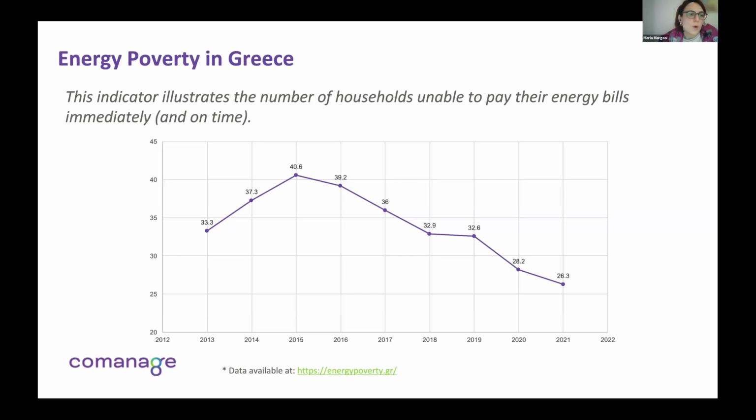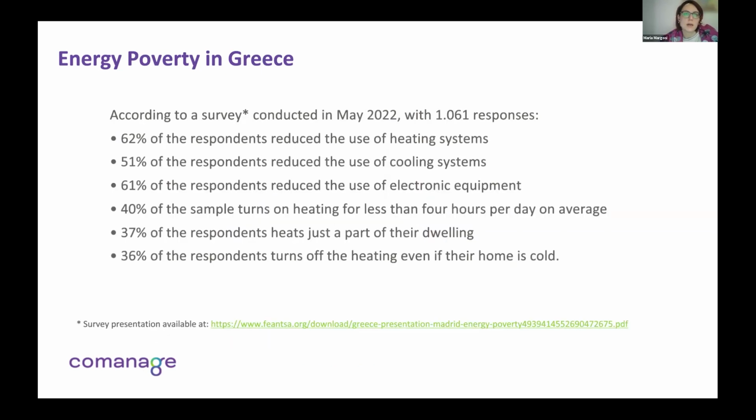So if we go on, we will also see another recent survey that I think captures exactly this. In 2022, there was a survey, and we see the majority of the sample reported that they reduce the use of heating systems, and they reduce the use of cooling systems. There are even 36% of the responders who said that they are turning off the heating even if their home is still cold.